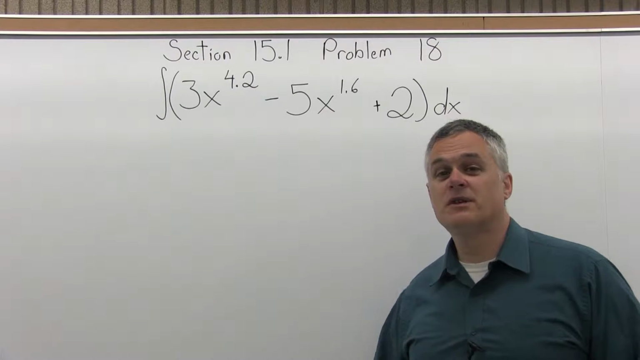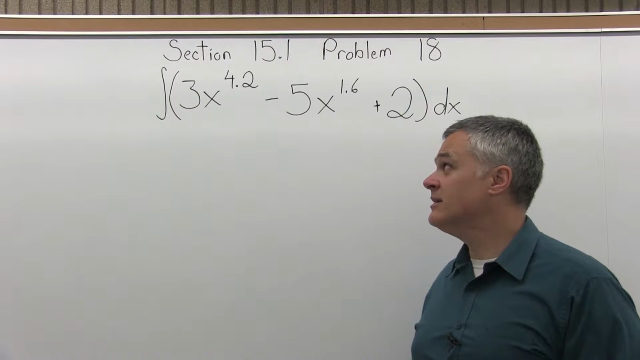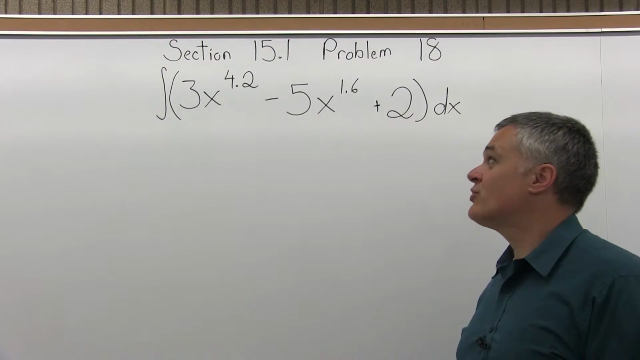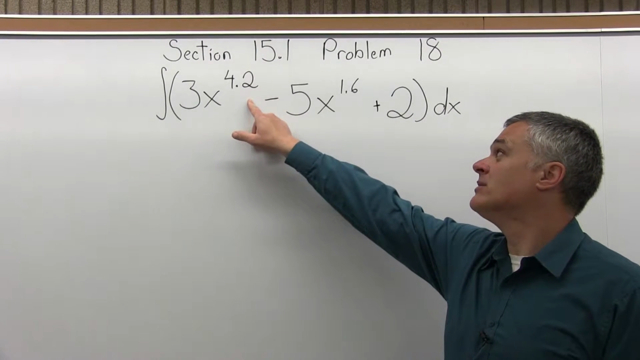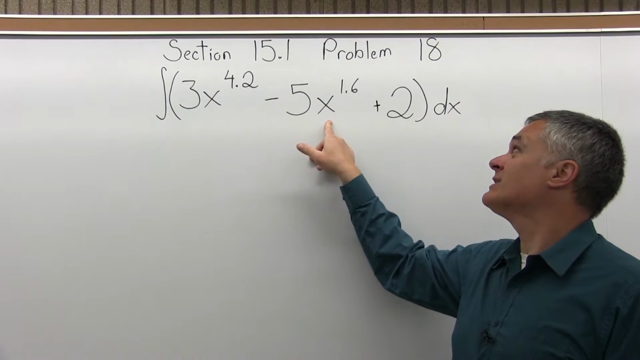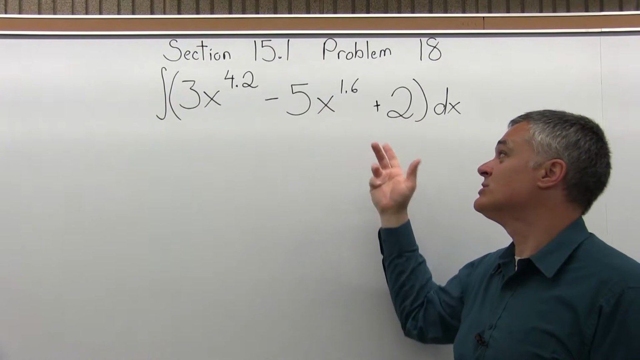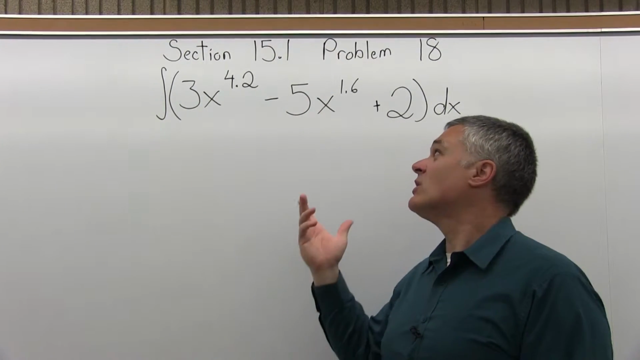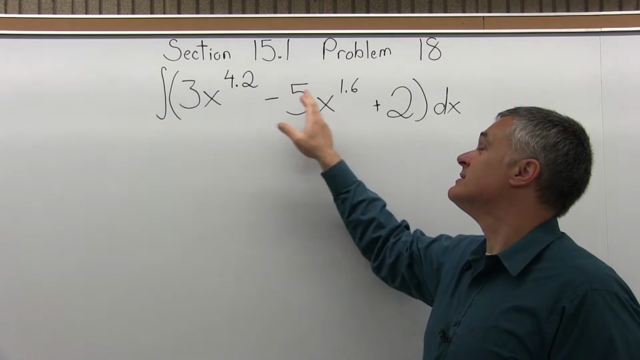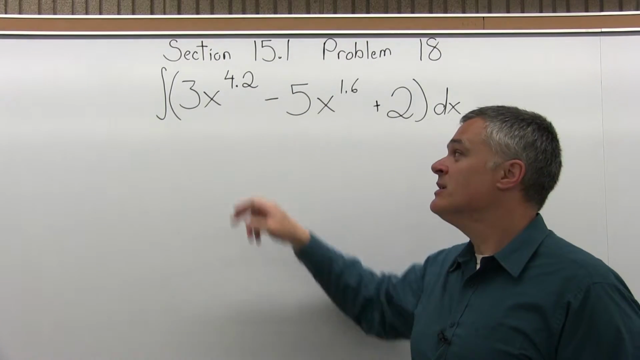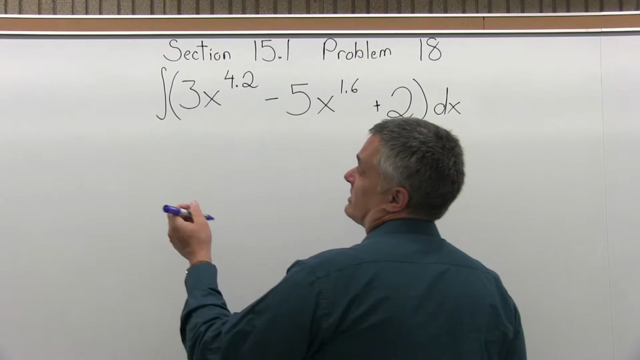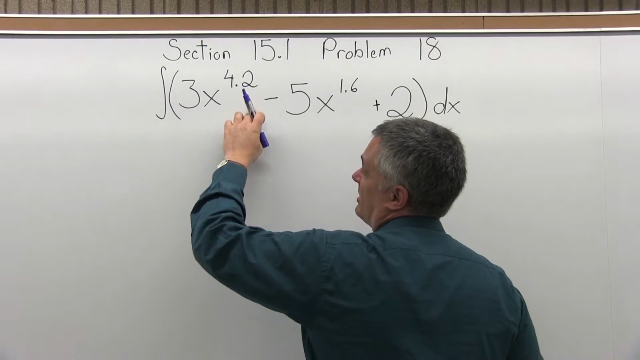This is Section 15.1, it's problem number 18. We want to find the integral for 3x to the 4.2 power minus 5x to the 1.6 power plus 2. So what makes this one kind of an odd problem is these decimal exponents. You don't really do anything else with it that you wouldn't do with whole numbers.